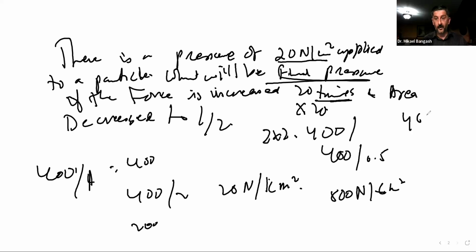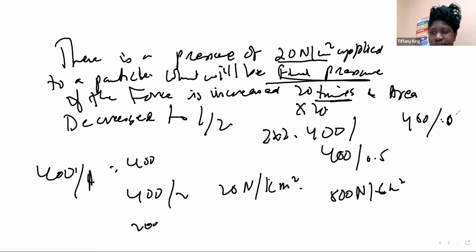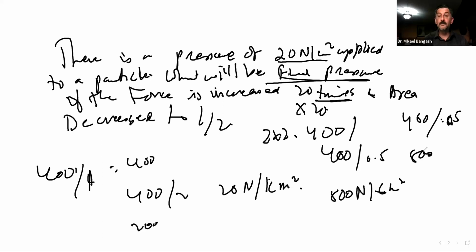Now, if you say, okay, I have 400 and I divide it by a half, you're going to have 800. So in this case, your final force will be 800 newtons per centimeter square. Or you can say it would have been 400 newtons per half centimeter square.